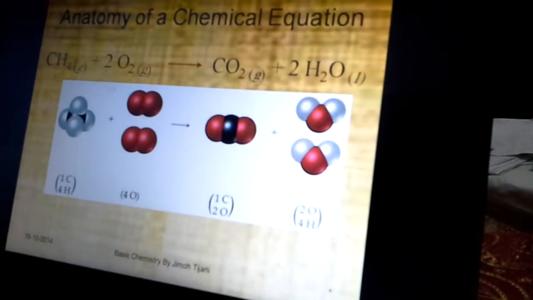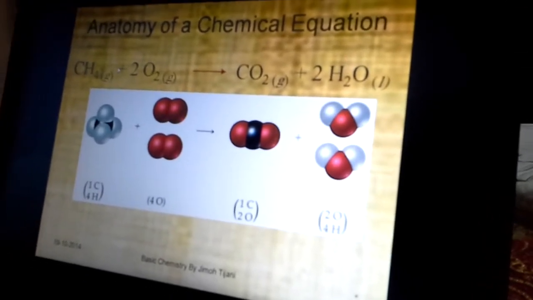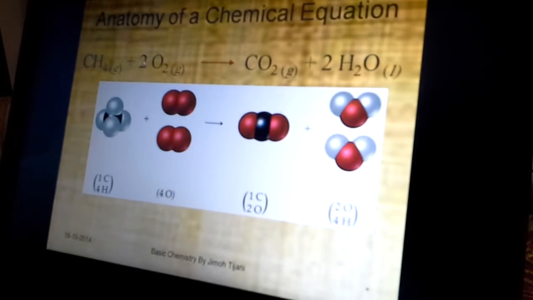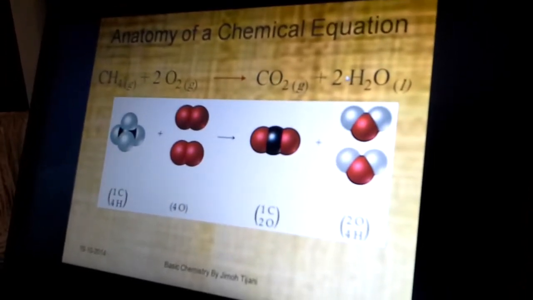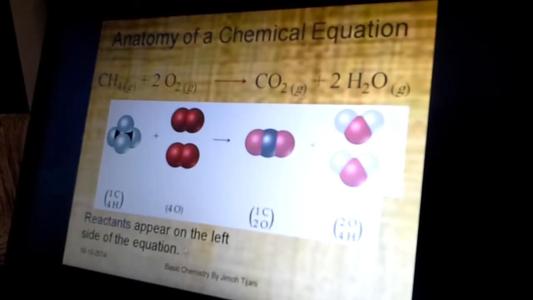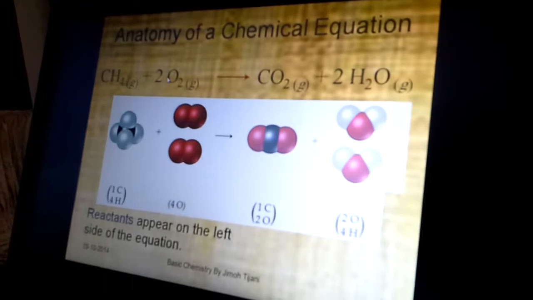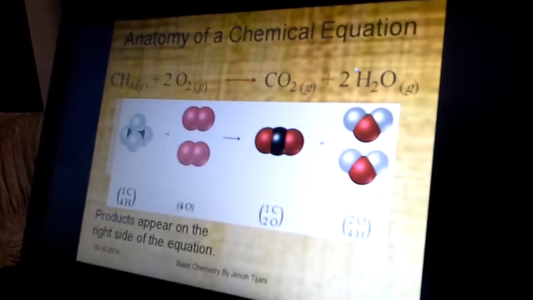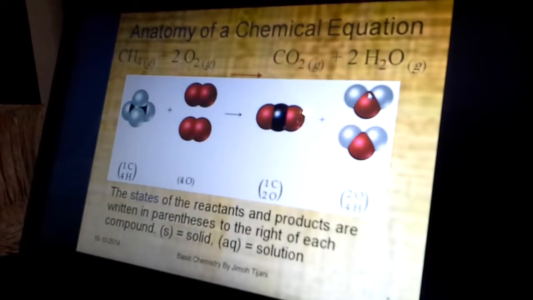The combustion reaction I mentioned earlier, here we have methane plus oxygen. This plus means react with. This arrow means to produce CO2 and water. The reactants appear on the left side of the equation. Therefore, methane and oxygen are the reactants, while the products appear on the right side of the equation. CO2 and water are the products.